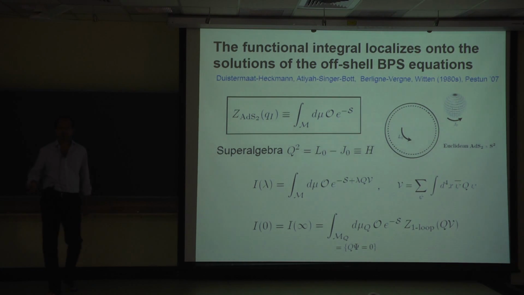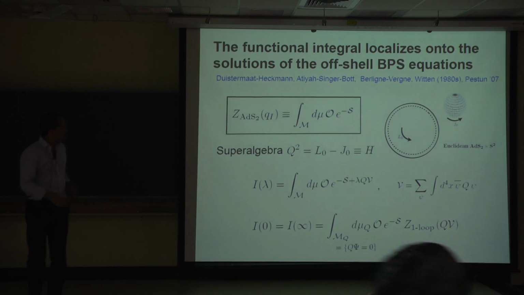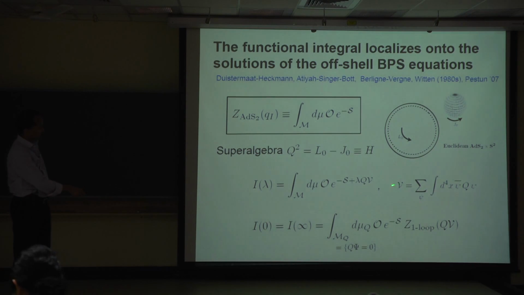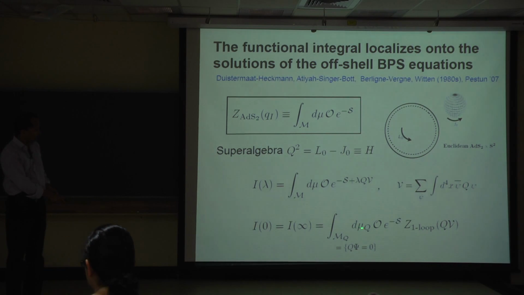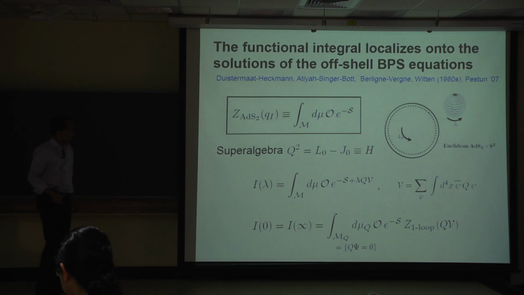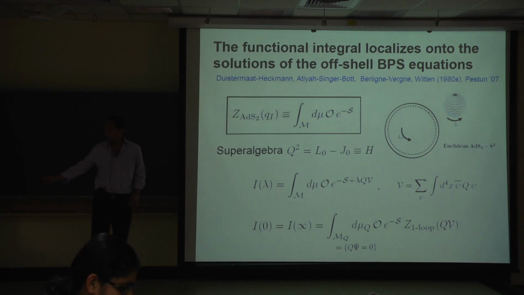Okay? Sorry? This? So this d mu is the measure of supergravity, of the field space of supergravity, and d mu Q is the induced measure on this submanifold. Okay.